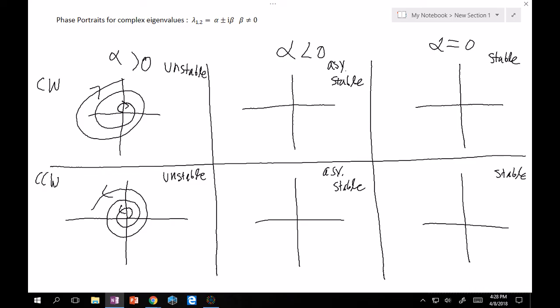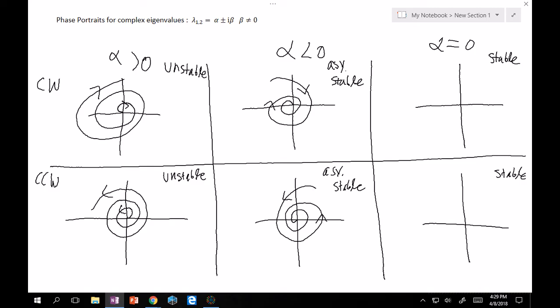Okay. Alpha less than zero. It's going to want to go towards the origin. It wants to be asymptotically stable towards the origin, which means that as t approaches infinity, all trajectories and orbits should go to the origin. So that means probably something like this, right? Where the arrow points like this, if it's clockwise, and then if it's counterclockwise, probably something like this, right?